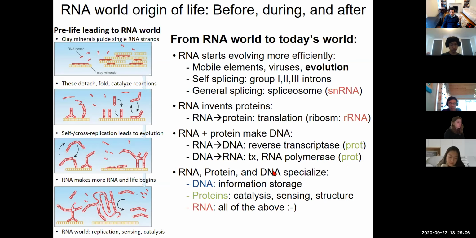And then of course, RNA, protein, and DNA eventually specialized, with DNA becoming the boring, super safe, super beautiful molecule that you only keep inside your nucleus for information storage. Proteins became the super messy catalysis, sensing, structure, and all of the hard work that RNA was tired of doing, with hugely more potential for evolution given the 20 amino acid building blocks rather than just 4 letters. And then RNA, of course, still has vestigial functions that have not been fully replaced, and it can still carry out all of the above in different parts of life, with roles in information storage in some species, in catalysis, sensing, structure, and so on and so forth.